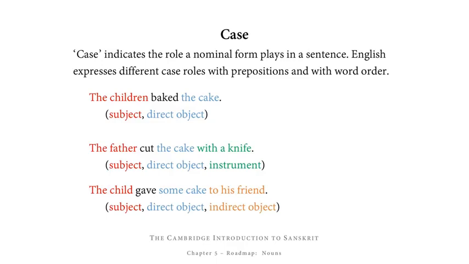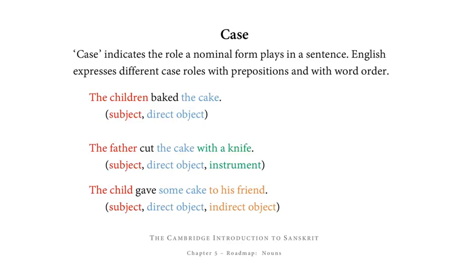There are many other roles. I can have a location, such as I am happy in the mountains. I can have a source. She is coming from the mountains. I can have a direction. He is going to the mountains. An instrument. He is cutting the cake with a knife. An indirect object. He gave some cake to his friend, and so on. Those are the roles that case can mark a noun for.